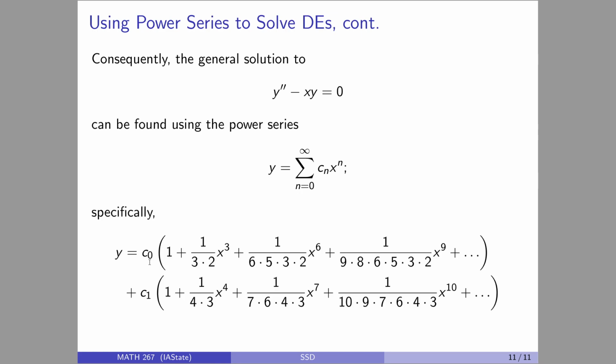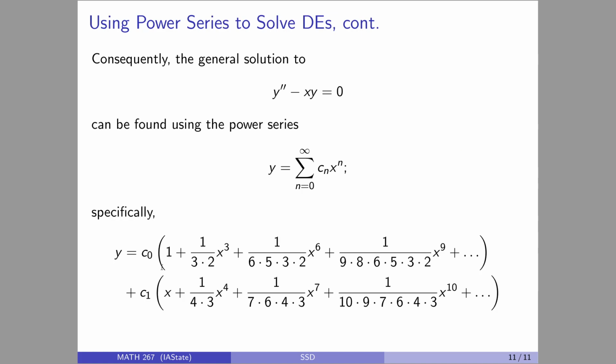So note here, C0 is associated with the constant function 1. Minor typo right there. C1 is associated with x. Let me fix that. That's a copy-paste accident right there.